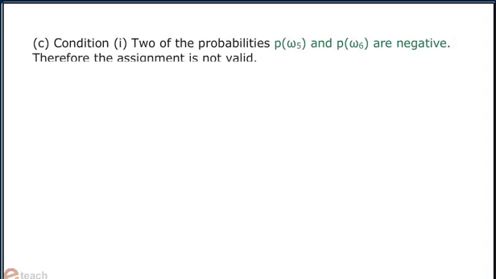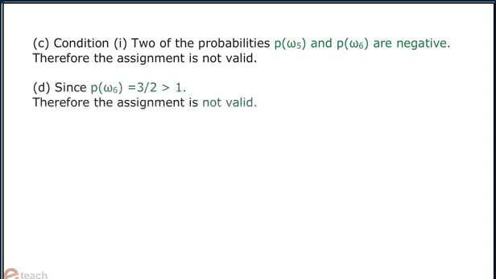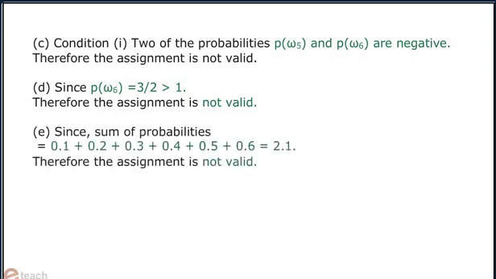Now part 3. C. Condition 1. Two of the probabilities, probability of omega 5 and probability of omega 6, are negative. The assignment is thus not valid. D. Since probability of omega 6 is equal to 3 by 2, which is greater than 1, the assignment cannot be valid. And E. Since the sum of probabilities, that is 0.1 plus 0.2 plus 0.3 plus 0.4 plus 0.5 plus 0.6, is equal to 2.1, again the assignment is not valid.